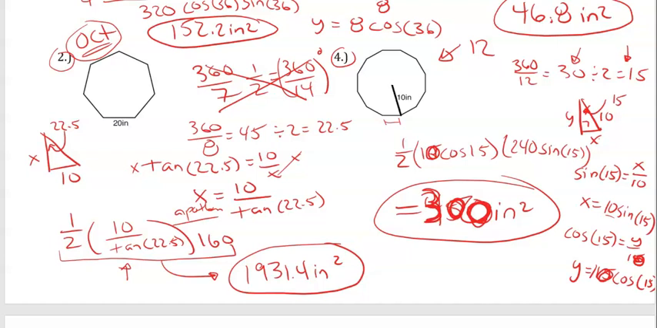So why did I say degrees? 300. You could have gotten an extra credit point for pointing that out. 300 inches squared. I know I was in degree mode. I don't know what I'm talking about.